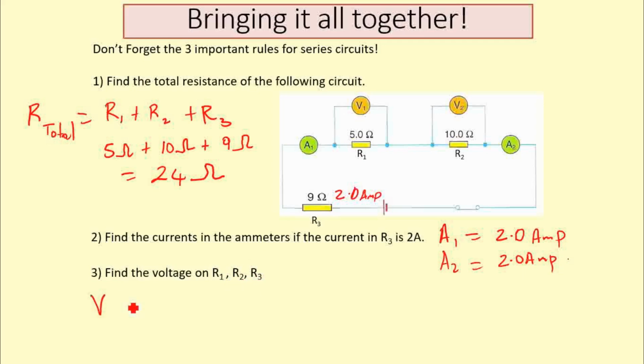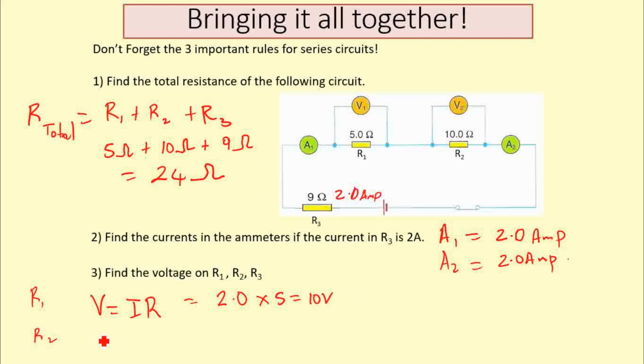Then it's now asking us to find the voltage on R1, R2, and R3. Now to find voltage, you know that V is equal to IR. We're doing R1 first. So V is equal to IR. We know that the current is 2, and we know that the resistance at R1 is 5. Therefore, it's going to be a total of 10 volts.